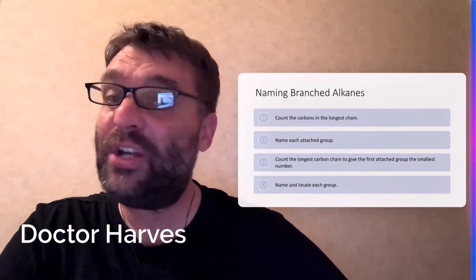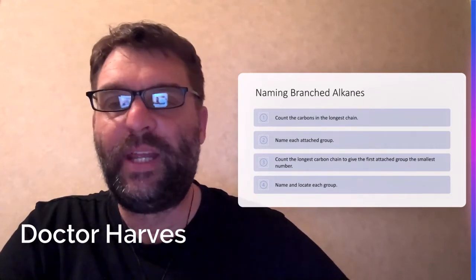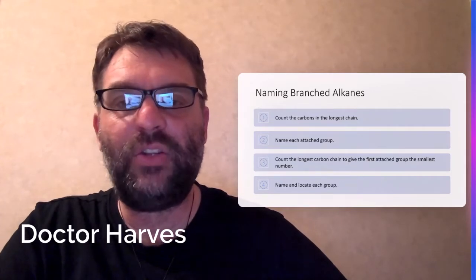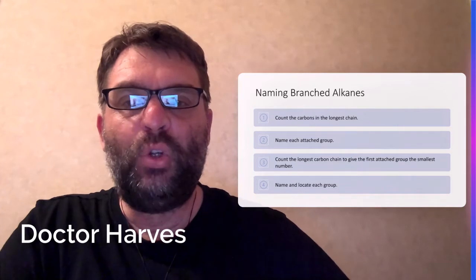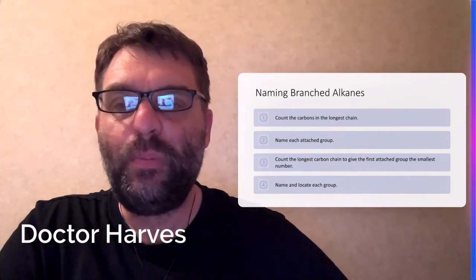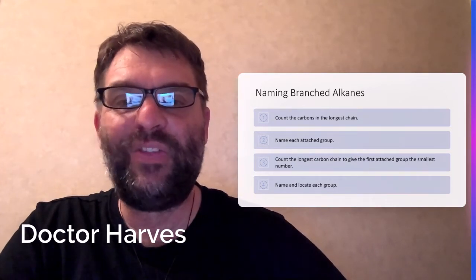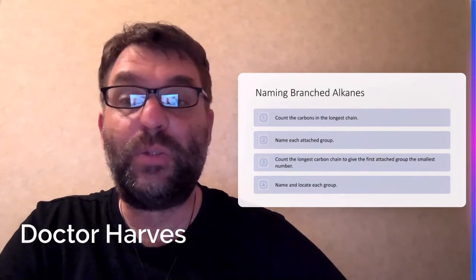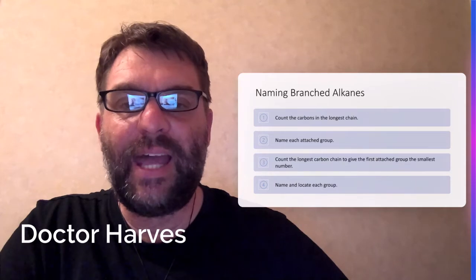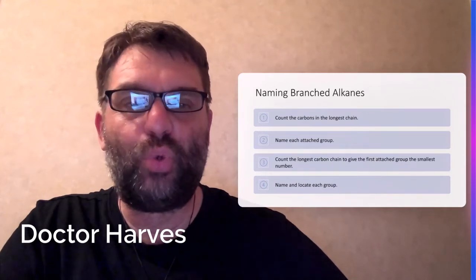Okay, so for naming branched alkanes, which are a little bit more complex than naming the straight chain alkanes, you count the number of carbons in the longest chain. You name each attached group, so that would be the example of the methyl and the ethyl. Then you count the longest carbon chain to give the first attached group the smallest number. And finally, name and locate each group.